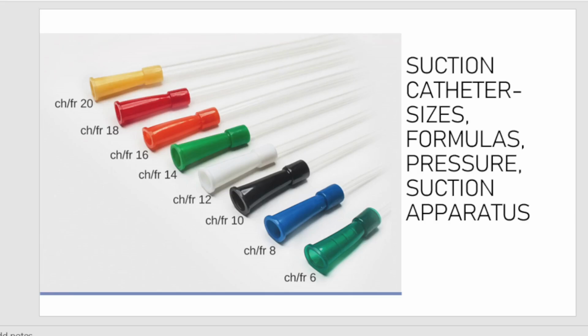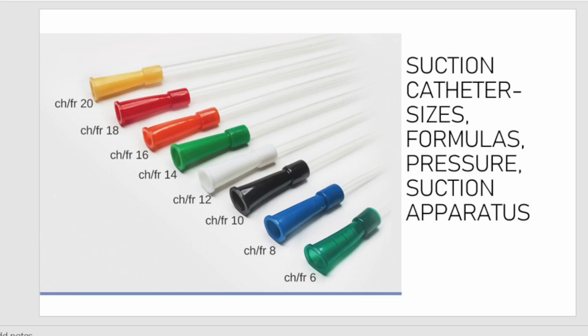In the suctioning procedure also, we have to follow some guidelines. Before the suctioning procedure, we have to pre-oxygenate the patient with 100% oxygen for 30 to 60 seconds. For an ET tube, we pre-oxygenate for 3 to 5 minutes, but in suctioning, we pre-oxygenate for 30 to 60 seconds. And we have to select the proper catheter size. The catheter size should not exceed half the internal diameter of the ET tube.